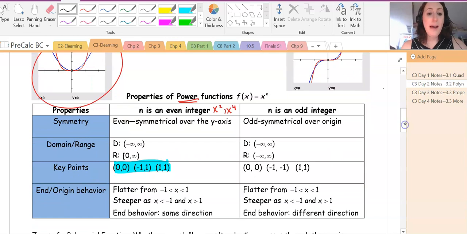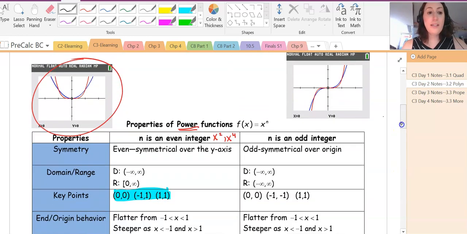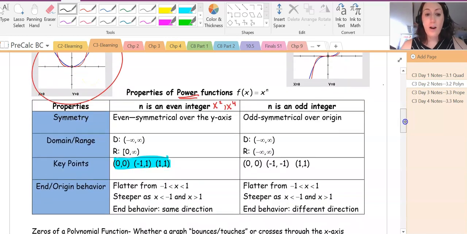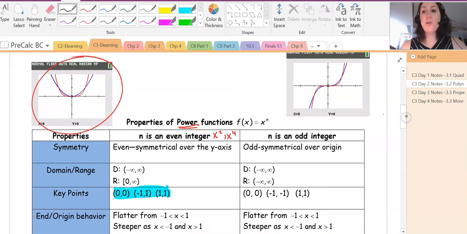What also happens is that between -1 and 1, it is flatter. Okay, we saw that with both of those graphs, and then as you move away from the origin, you're getting steeper. Okay, now certainly the x to the fourth is much steeper than x squared, but you can still see that it's getting steeper as it goes on. All right, and then for our end behavior, it's going the same direction.